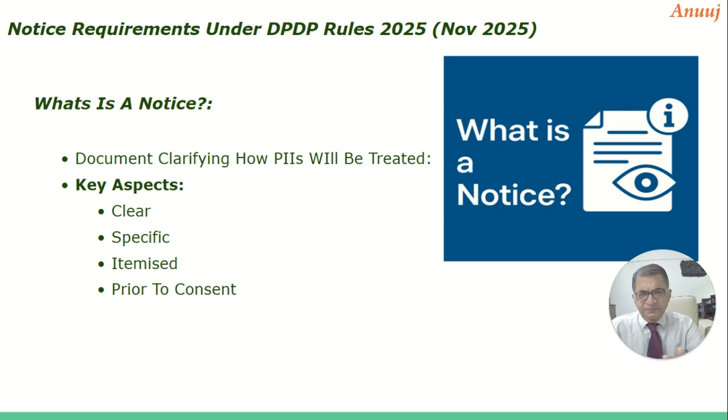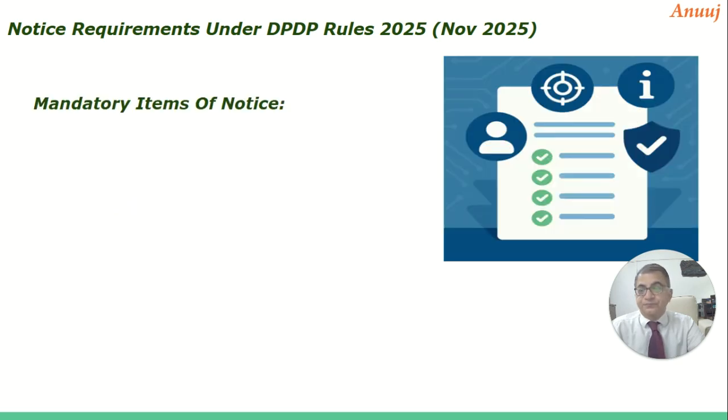It could be a just-in-time notice, where the moment you are about to take the consent, you flash up the notice also. But ideally, it should be given before the consent so that people know exactly what is going to happen with their personal information. Right? The notice should be visible and easily accessible on your website.